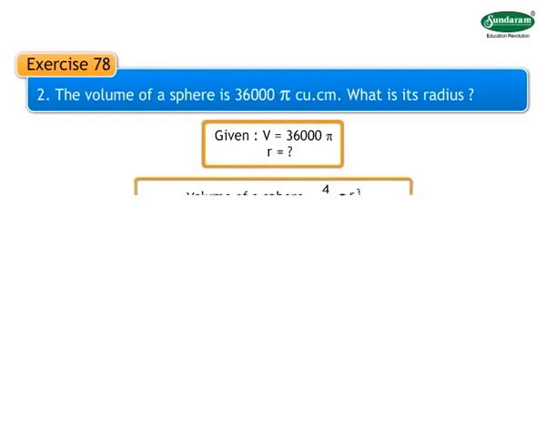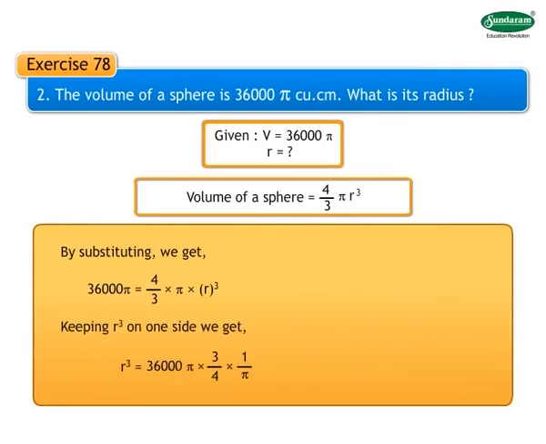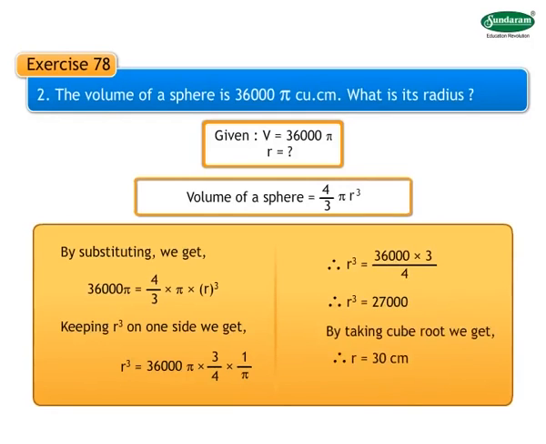As per the formula, the volume of the sphere is 4 upon 3 pi r cube. By substituting, we get 36,000 pi is equal to 4 upon 3 into pi into r cube. Keeping r cube on one side, we get r cube is equal to 36,000 pi into 3 upon 4 into 1 upon pi. Therefore, r cube is equal to 36,000 into 3 upon 4. Therefore, r cube is equal to 27,000. By taking cube root, we get r is equal to 30 centimeter. Hence, radius is equal to 30 centimeter.